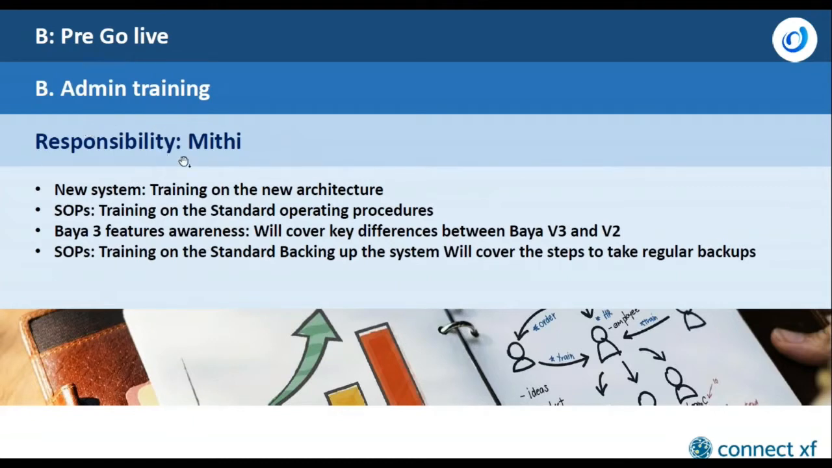Then the next is admin training. We will be covering all these steps in the training: how the new system and the new architecture are, and the SOPs for BIA 3. Then the feature awareness will cover the key differences between BIA 3 and BIA 2, that is the current BIA which you have. And we will be covering how to take the backup of the system. You will need to take regular backups of the BIA 3 setup.